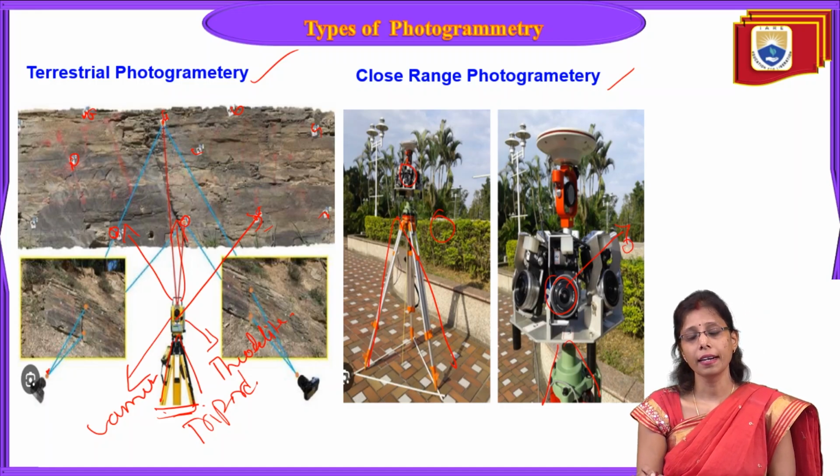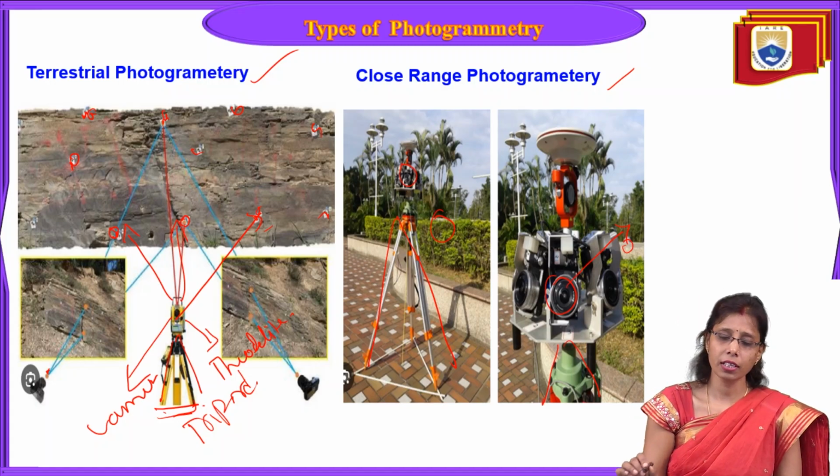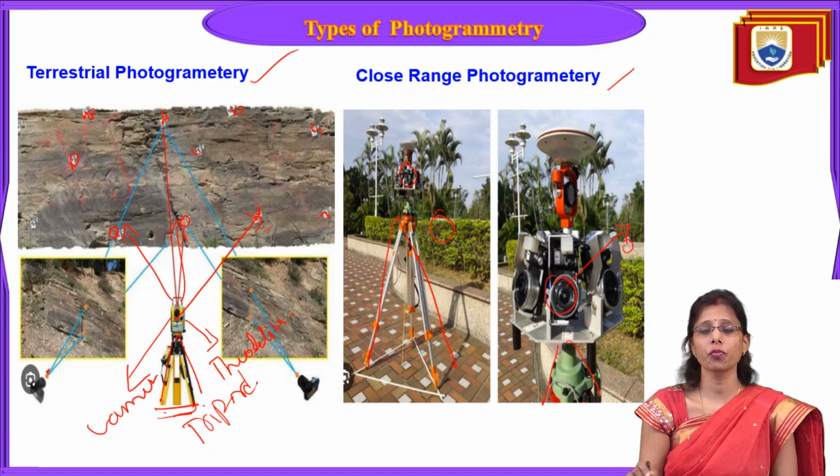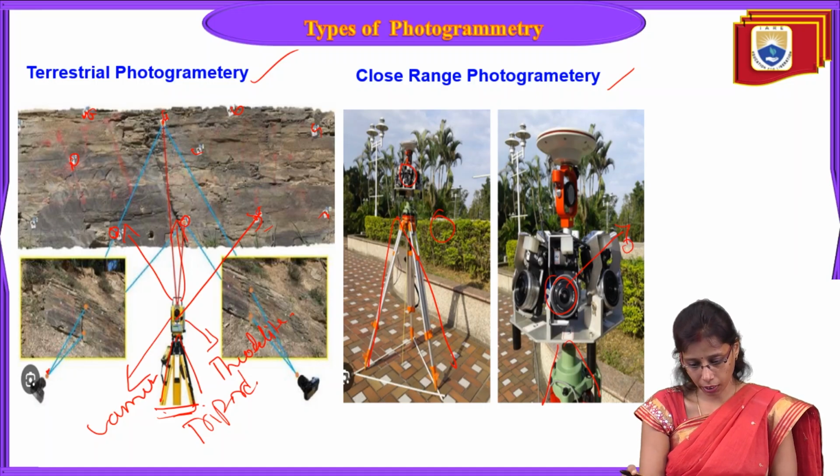So these are the 3 types of photogrammetry: aerial, terrestrial, close range. Basically, if we classify broadly, photogrammetry is of 2 types only, that is aerial and terrestrial. But if we classify into 3 classes, we have aerial, terrestrial and close range.